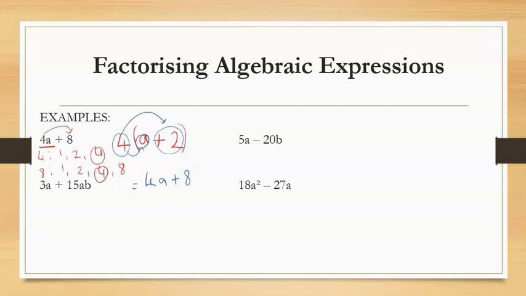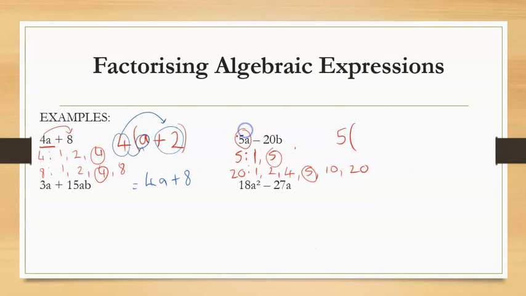In the next example, we've got 5a subtract 20b. We're just going to look at the highest common factor of 5 and 20. Factors of 5, it's a prime number, so it's just 1 and 5. And factors of 20 are 1, 2, 4, 5, 10 and 20. You can see the highest number in both lists is 5. Therefore, you'd start your factorising process with 5 and open the brackets.